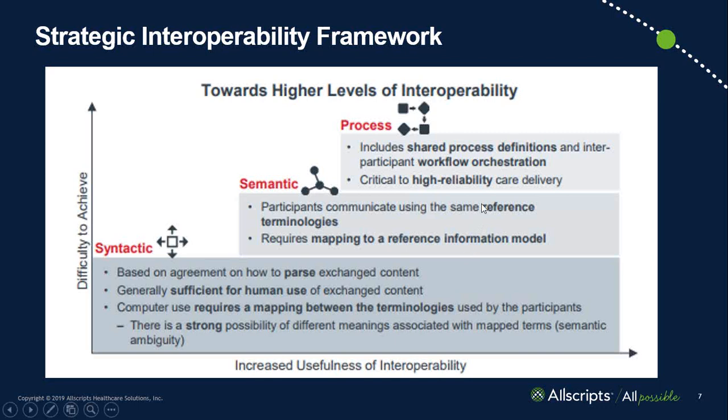So one, if we have the information and we can understand it, we then want to start to build smart ecosystems. Smart healthcare systems where the right actions take place on the right patients at the right time. This level, as you can see, is difficult to achieve, but it's the highest level of usefulness.